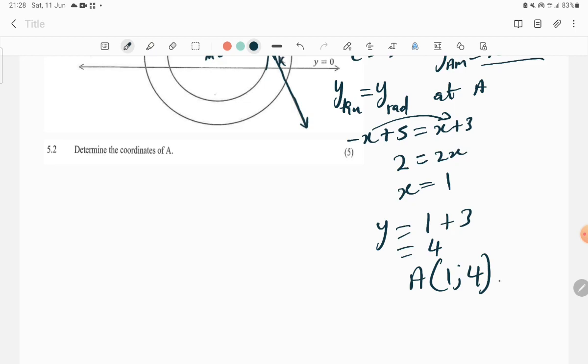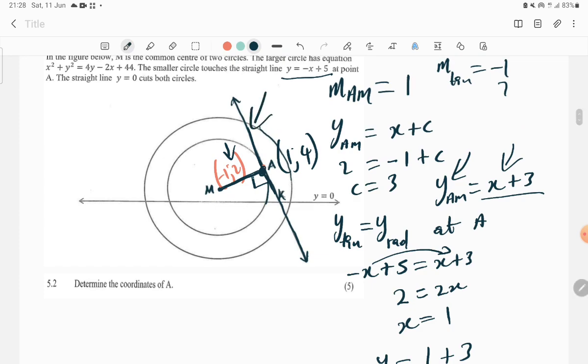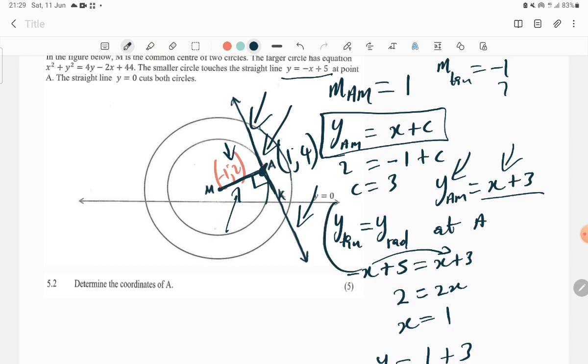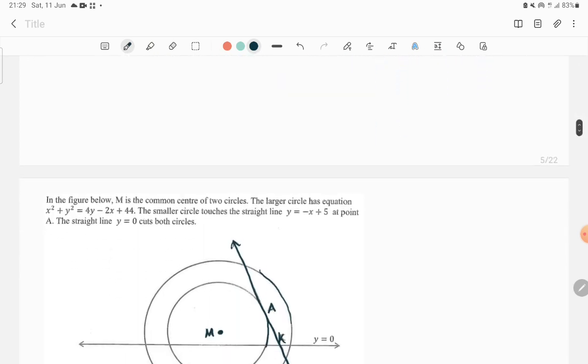We are done. For that one, the idea was to find both equations. The equation of AM was to be found; otherwise, the equation of the tangent was given. So we had to understand that at point A, these equations are equal to each other. That is why we calculated the equation of MA, so that we equate it to the equation of the tangent, because at the point A, these two equations have to be equal to each other. Now, let's go to the next question.